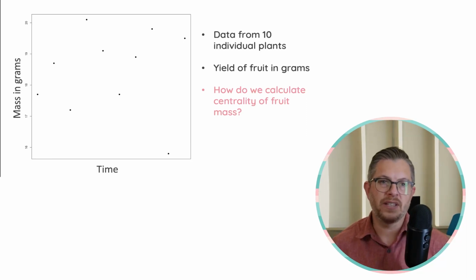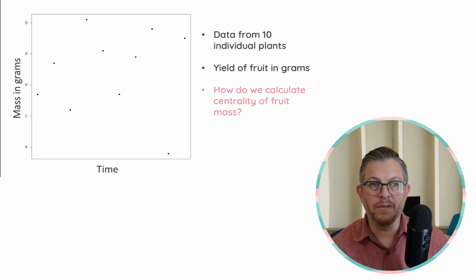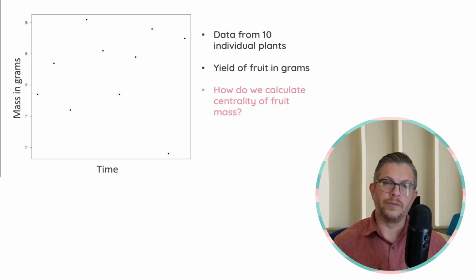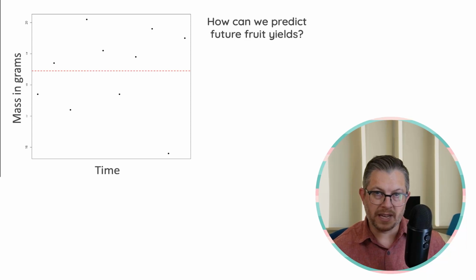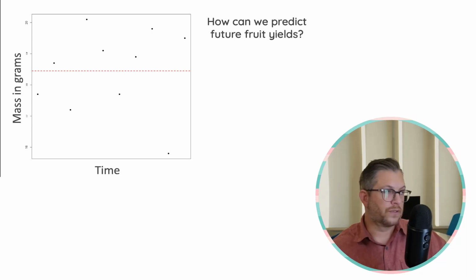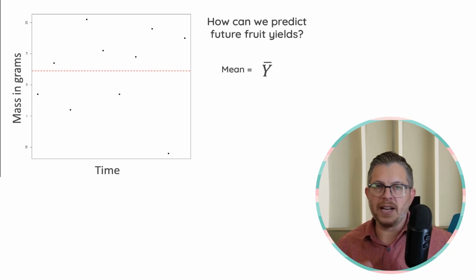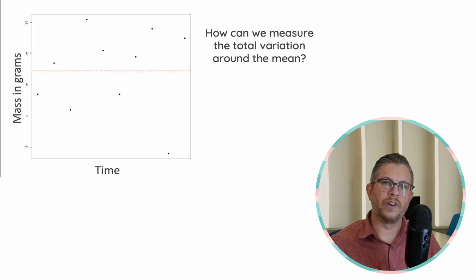Now, how do we calculate centrality of fruit mass in this case? Take a second to consider, and 3, 2, 1. Well, we could calculate the mean. We have values of mass in grams for each one of these 10 dots, so we can use that to figure out the average. And this is, if we want to make a prediction, going to be the most likely value moving forward. Right? If we want to predict future fruit yields, which as a farmer could be a pretty good idea. Well, as of now, given this data and nothing else, choosing the mean would be a pretty good model. How can we measure the total variation around the mean?